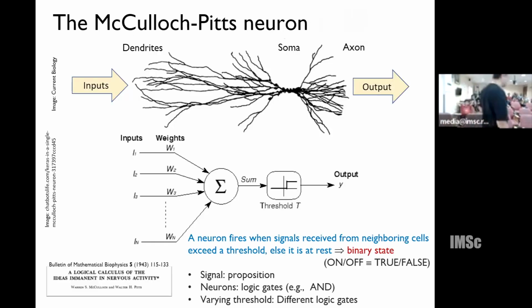So between the two of them, they started asking the question: can you come up with a very simple description of the neuron so that we can start asking the question, how does the brain actually compute? And this is essentially their highly simplified model of a neuron.